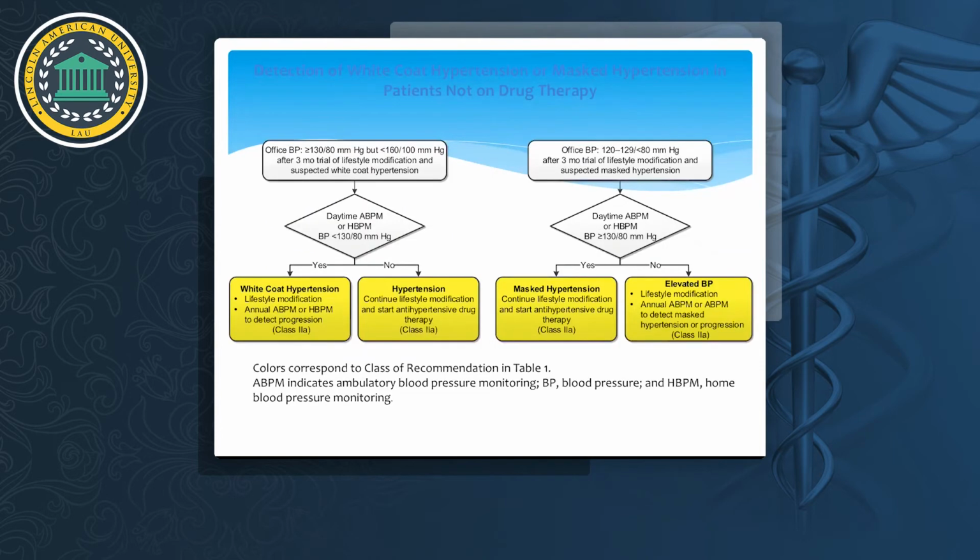So this is an algorithm again. When you're suspecting a white coat or a masked hypertension, how you should evaluate your patient. I will not go through this slide, but I'll tell you what I usually do in my clinics. Let's say a patient comes to me, he's around 40 years of age and no past medical history. And we check his blood pressure. His blood pressure is 140/90.